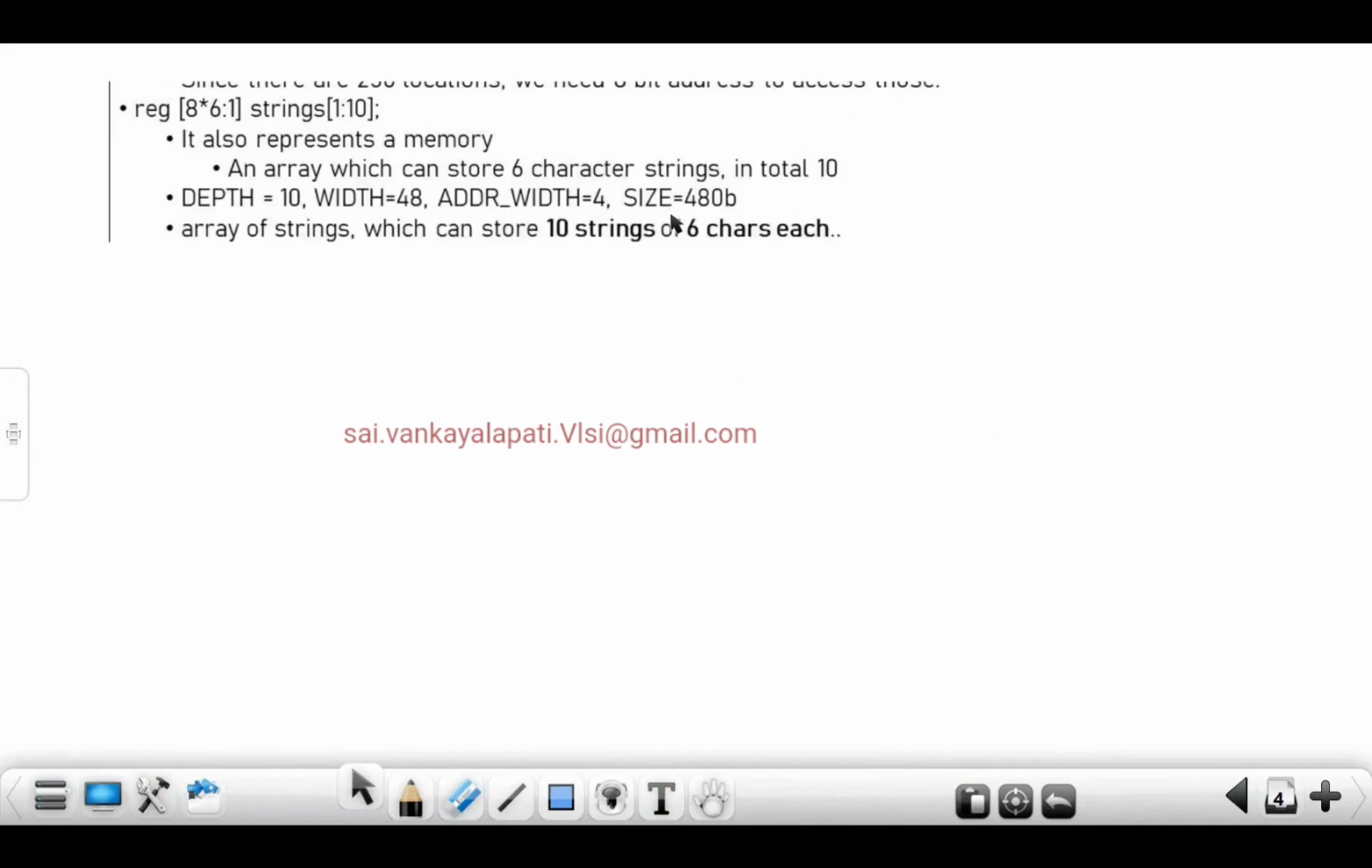Now, how to calculate the size? Size is width into depth. Width is 48 into 10. So 48 into 10 is 480. So 480 bits are required to represent this.